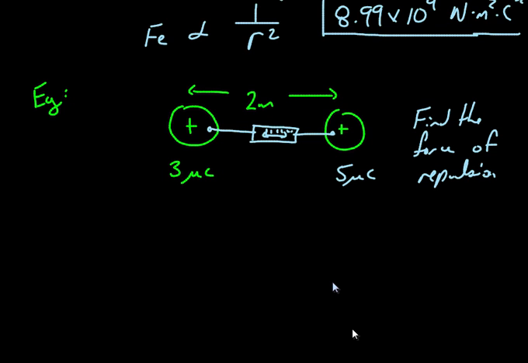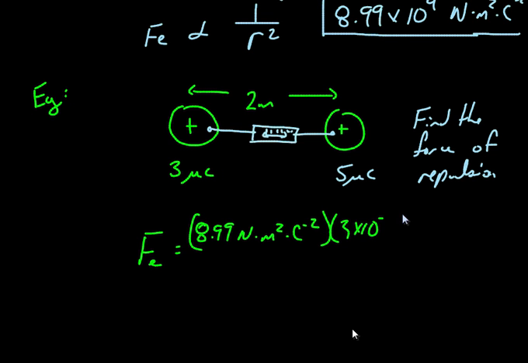Okay, so now it's just a matter of the electric repulsive force. It's KQQ over r squared, so K is 8.99 times 10 to the 9 newton meters squared per coulomb squared. We got 3 times 10 to the negative 6 coulombs, we said micro, and 5 times 10 to the negative 6 coulombs.